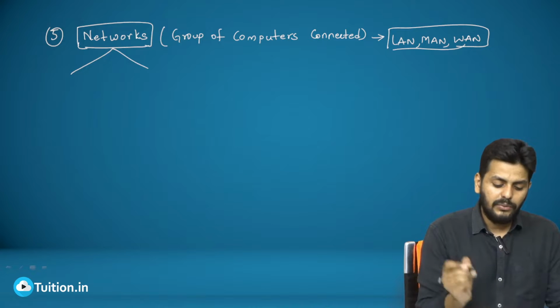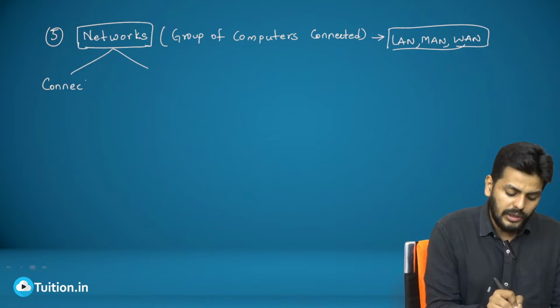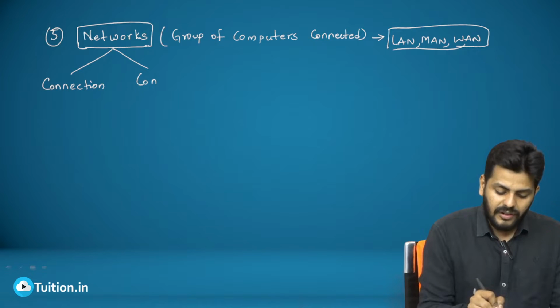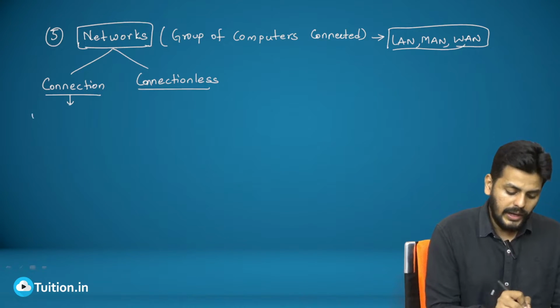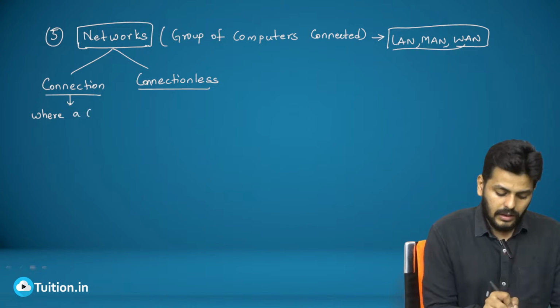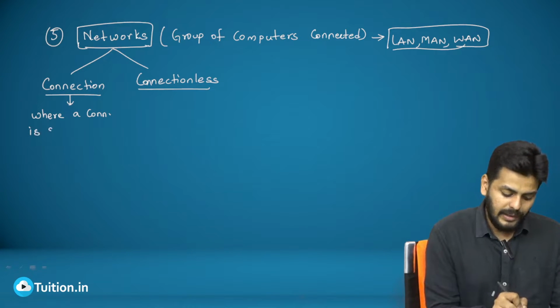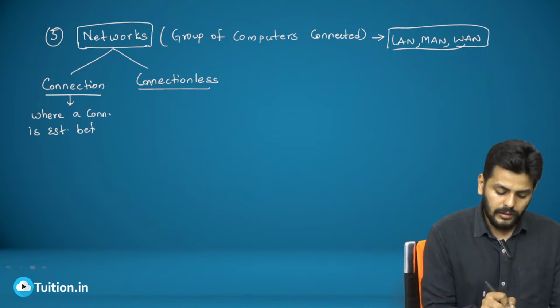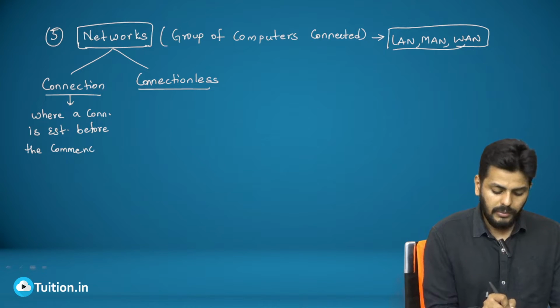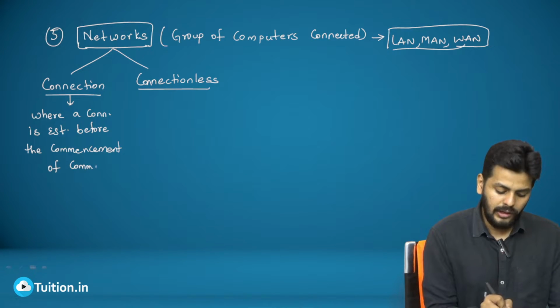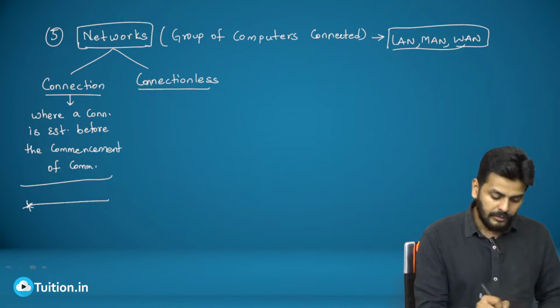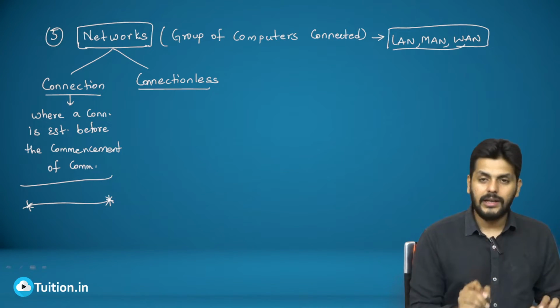Going by that, there are two types of networks. One is called connection oriented networks, and then we have connectionless networks. Connection oriented networks are where a connection is established before the commencement of communication. Before communication starts, a full route from start to end is laid down. If everything is laid down, it's called a connection oriented network.